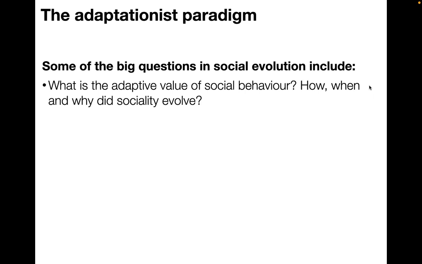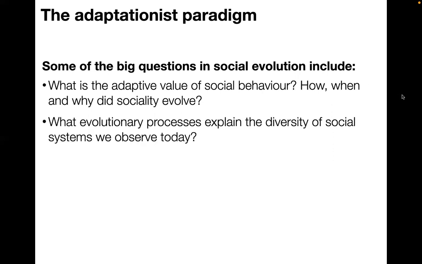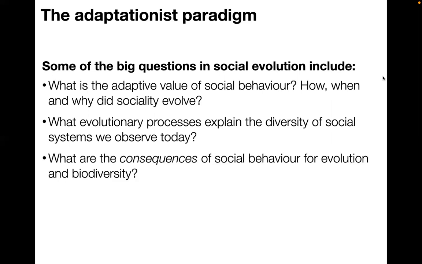Now, this can be difficult to study because behaviors can have had genetic variation that changed in the population in the past, and the trait is there now, but it no longer varies. So we can't study its heritable basis if everybody's been selected to have the trait. We're also interested in what evolutionary processes explain the differences in social systems that we see today. We'll see a bit of that in the coming slides. And also, what are the consequences of social behavior for evolution and biodiversity?